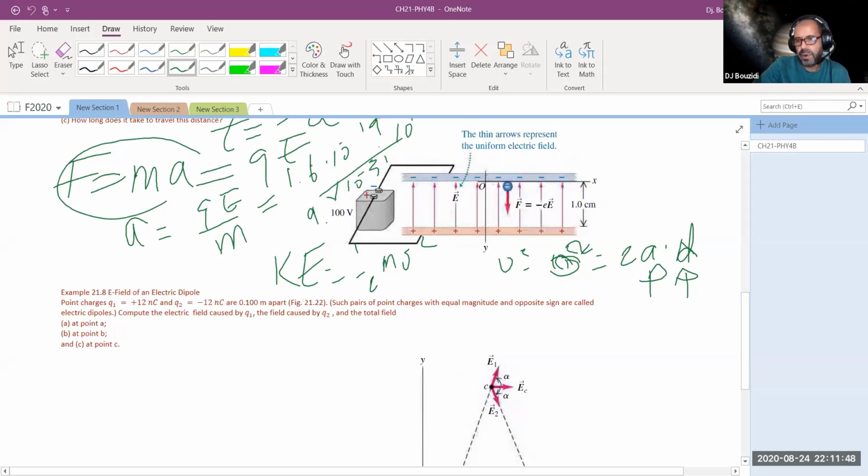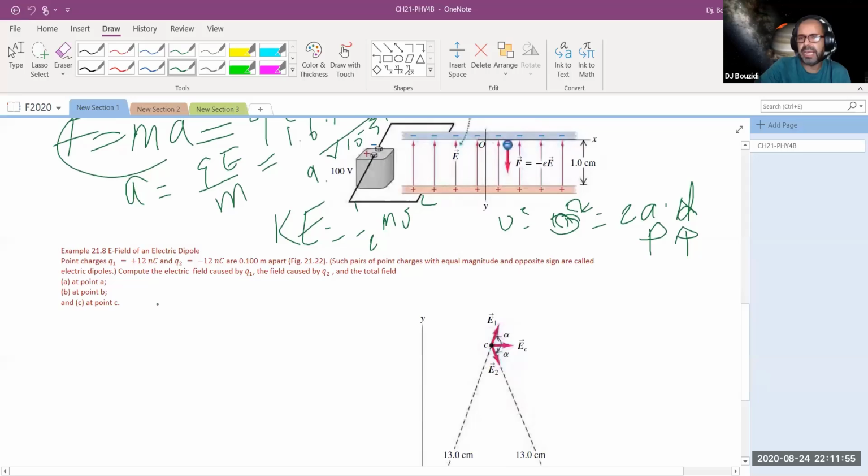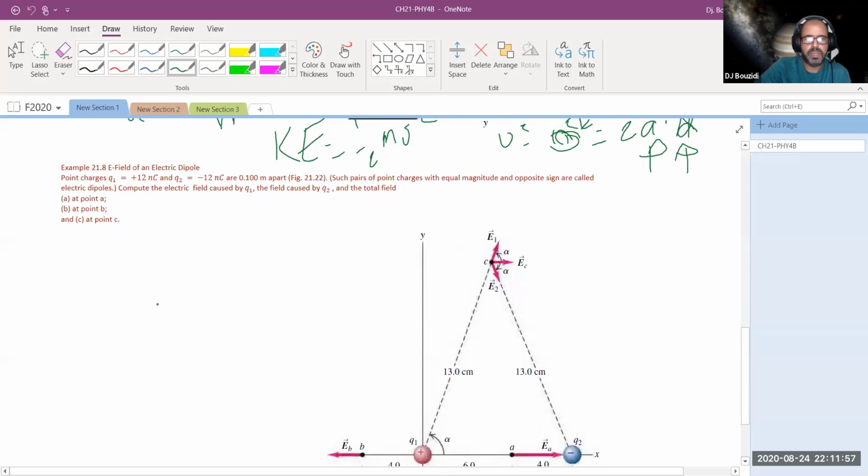Any questions so far? No? We're going to talk about the lab. Okay, let me finish this. This is a big example. Okay, this is a very big example.